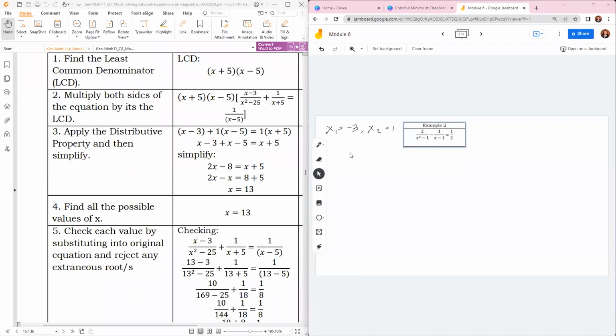Remember that we've already done step 4, step 3, and steps 3 and 4. So nanata sa step 5, but you check each value by substituting its original equation. So let's try to substitute daw if x is equal to -3. So kani siya, using the following equation, we are going to check if sakto, if like kanang equal ba on both sides. So 2 minus 3 squared.